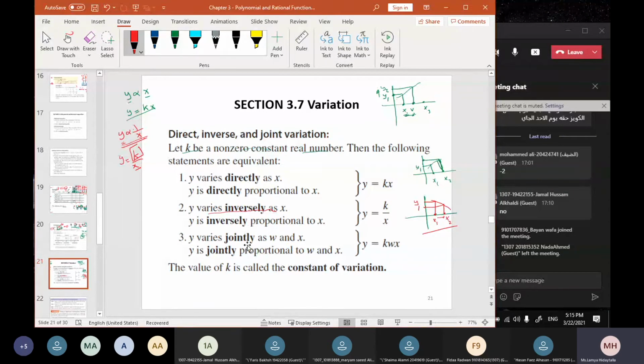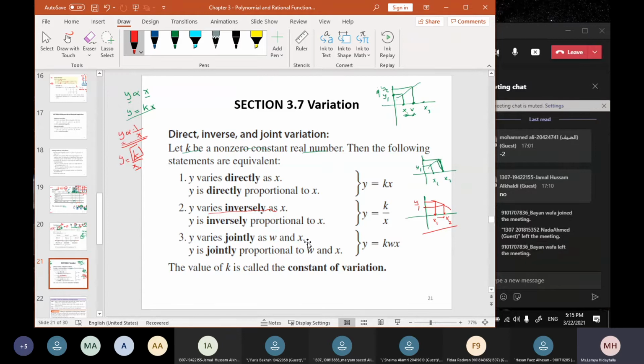Y varies jointly as w and x. So a change of y depends on both w and x. That is, y is jointly proportional to w and x. That is, as both increase, the y will increase. For example, y is proportional to both w and x. So two variables. We write this as y is equal to some constant times w times x, like that.